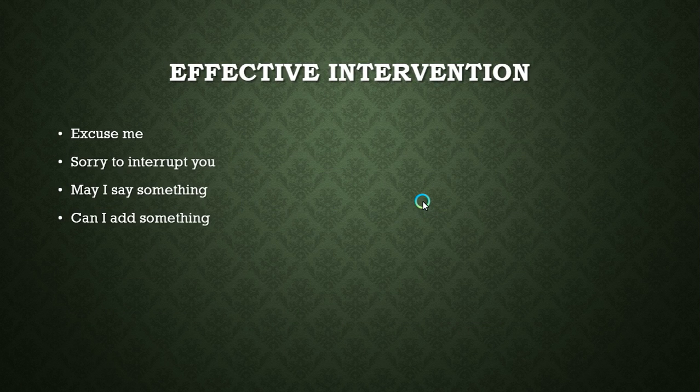Now this is the last point, that if you, in the meanwhile, during the group discussion, when the session is going on, if you want to say something, then you must use these effective interventions, like excuse me, or sorry to interrupt you, what I need to say, may I say something, can I add something. So this is how you can interrupt, and that shows the effectiveness. That doesn't sound rude at all. You must use all these expressions if you feel something necessary to be told, even during the group discussion.